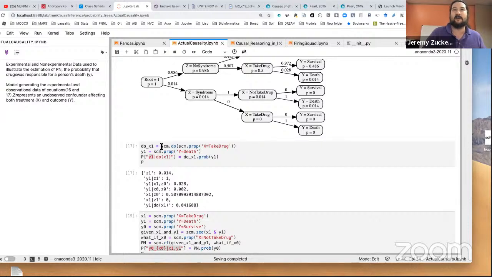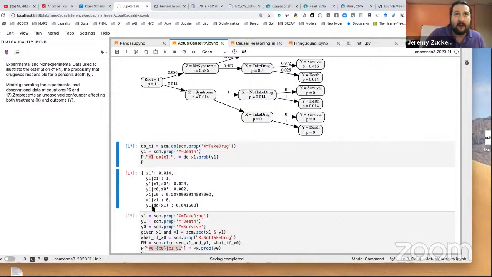And you can do things like calculate the probability of doing X1, where I force people to take the drug, and I can calculate the probability of Y1, death, given taking the drug, and you can see that although originally the probability of taking the drug.